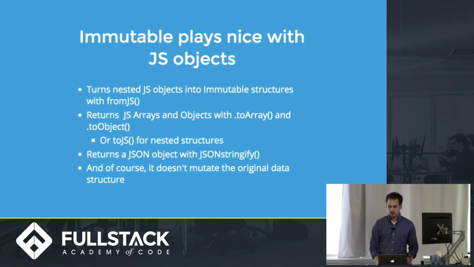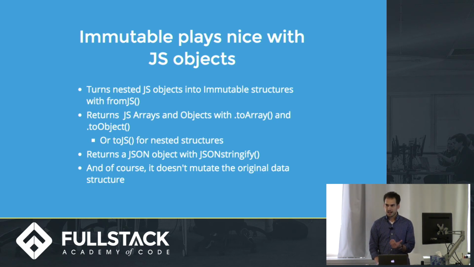Immutable also plays nice with JS, as you saw. To create the list or the map, you just put in a standard JavaScript array or object. And you can create nested immutable objects very easily. You just use fromJS and wrap that nested JavaScript object to create a nested immutable data structure, which can be maps of maps, maps of lists, so it knows what to create.